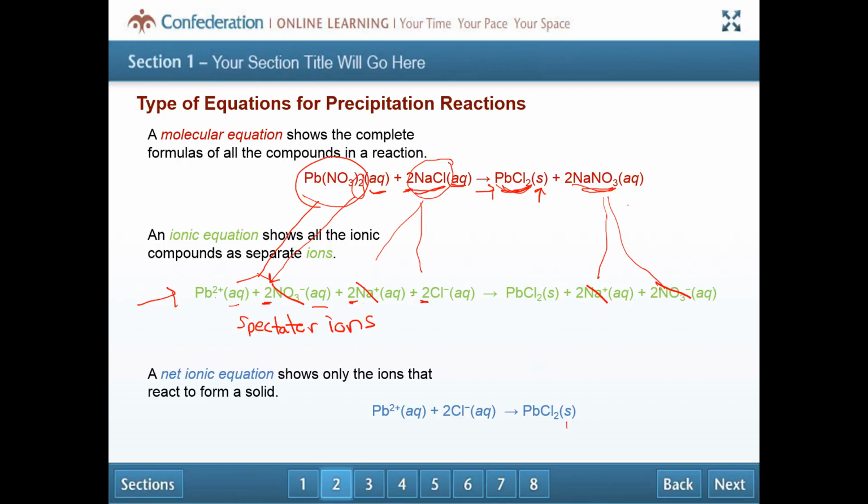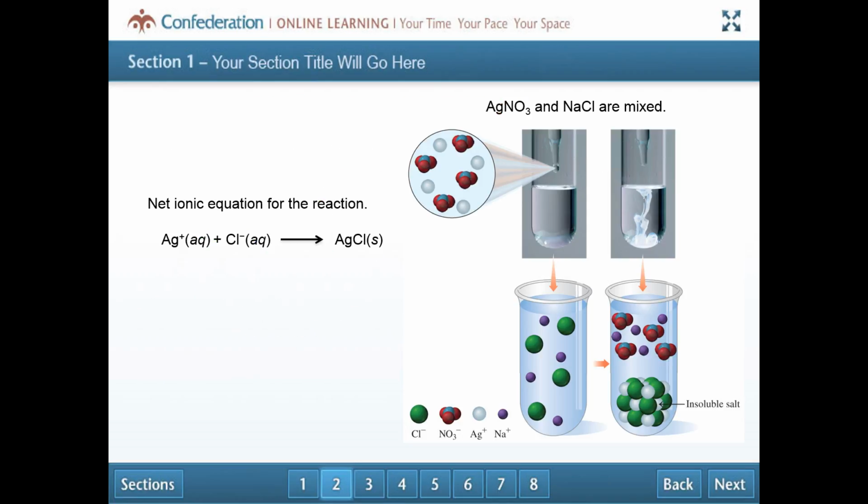All right, so those are the 3 types of equations, and you should be able to be given a sentence that describes a reaction and then be able to write the molecular equation all the way down to the net ionic equation. So you'll do a lot of practice with that. So here's just an example of one that's nice and simple. So here we've got some silver nitrate, and it's being mixed with sodium chloride.